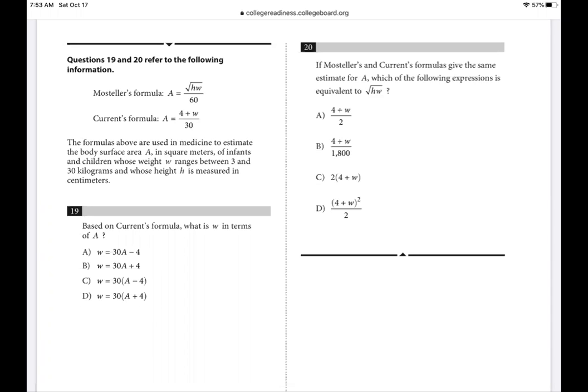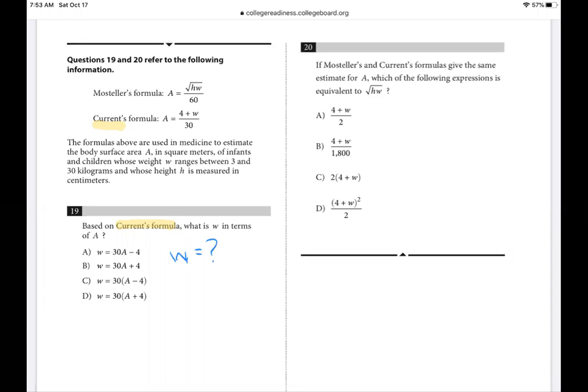So we are given two formulas. For 19, it is based on Current's formula. The key there is to make sure you are looking at the correct formula. And in terms of W, what is W in terms of A rather, means we need to solve for W. So in other words, get W by itself for number 19 using Current's formula.